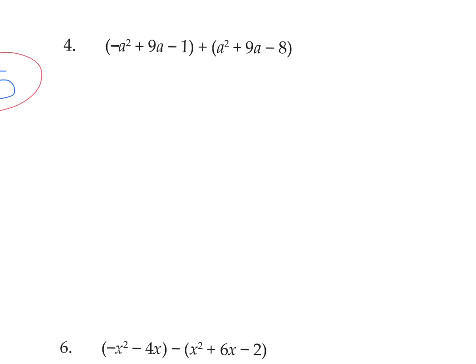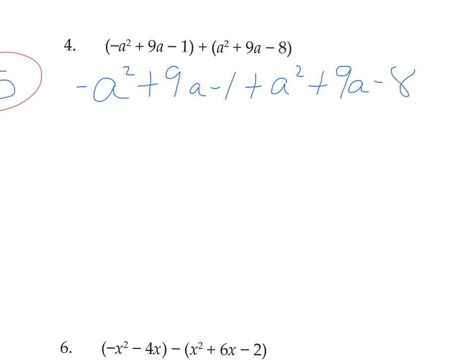On number 4, it's a similar type of question. This is a trinomial plus a trinomial. There's nothing to distribute, so you can just drop the parentheses. And start looking for like terms, starting with the highest exponent. -a squared, that's a -1a squared, and a +1a squared cancel each other. -1 and +1 make 0, so these are gone, and we have no more squared terms.